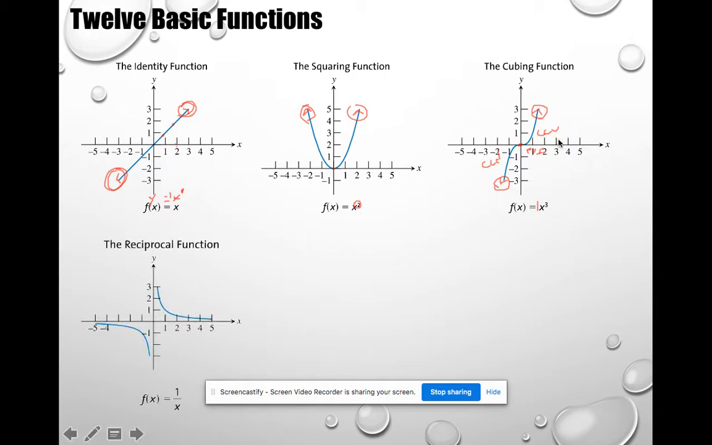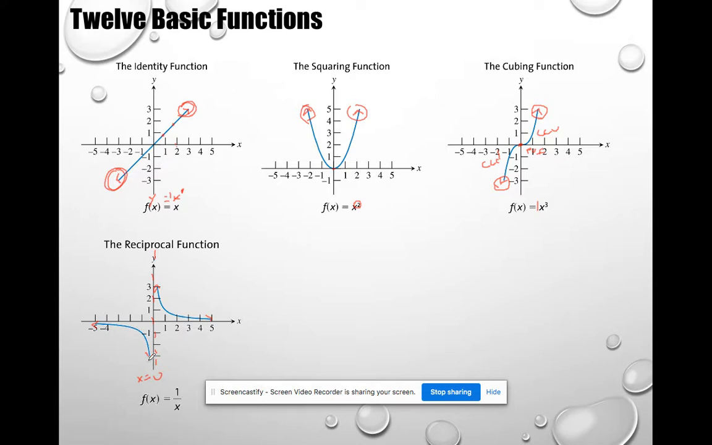The reciprocal function, f of x is 1 over x. So the range is 1 over the domain, all the domain values. And since x is in the denominator, x cannot be 0. So there is a vertical asymptote and infinite discontinuity at x equals 0.